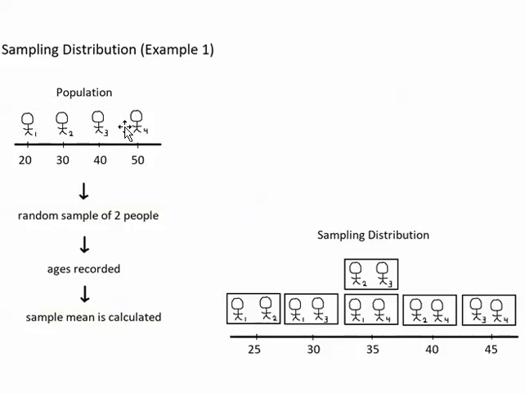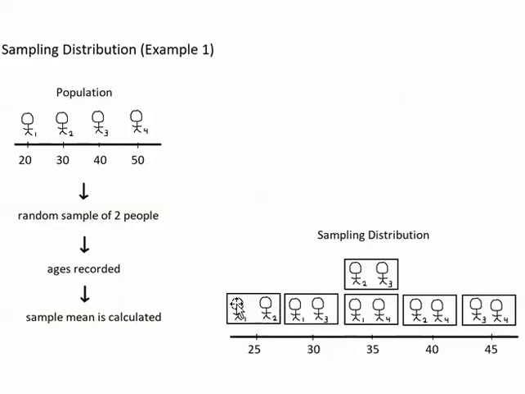We're imagining that a person is taking a random sample of 2 people from this population, recording the ages of the 2 people, and calculating the mean age of the 2 people by adding the 2 ages and dividing by 2. In this situation, the sample of 2 people that's selected could be any of the 6 possible samples shown in this diagram. Person 1 and 2 might be selected, person 1 and 3 might be selected, person 2 and 3 might be selected.